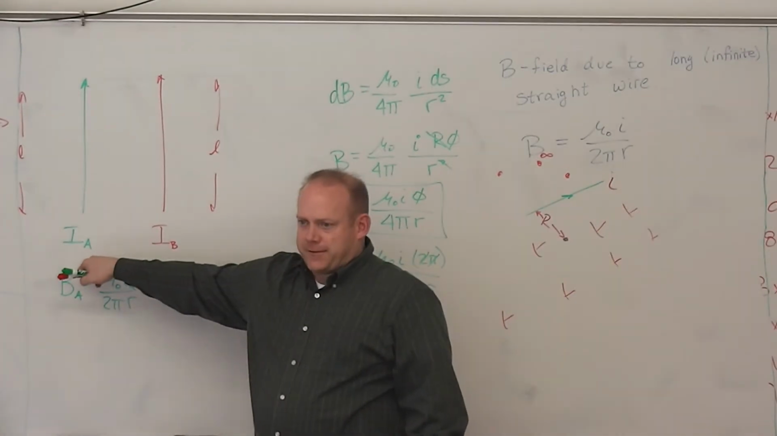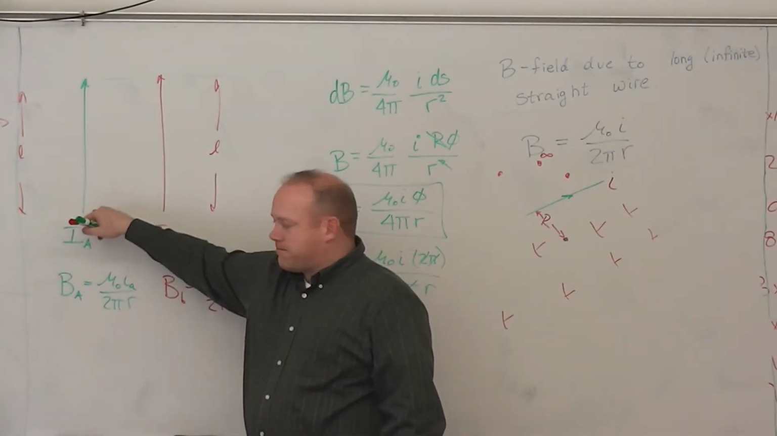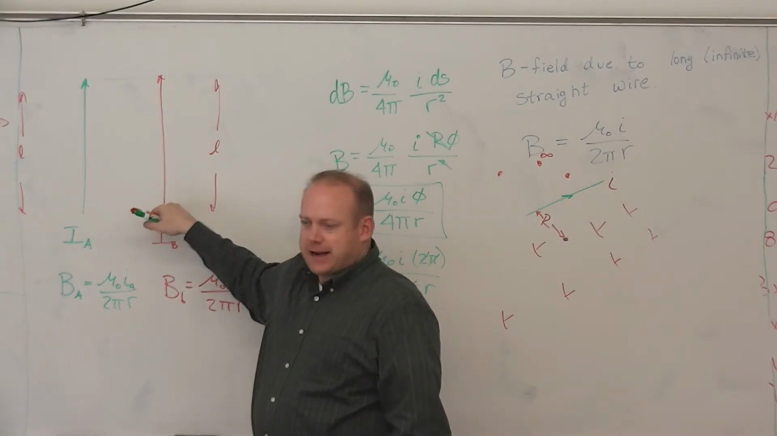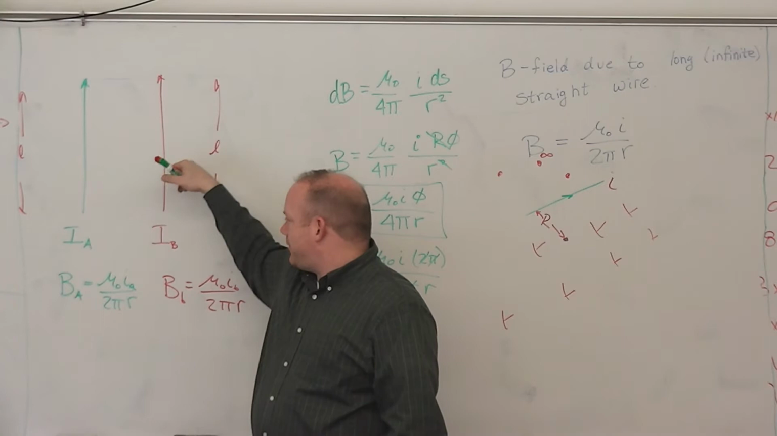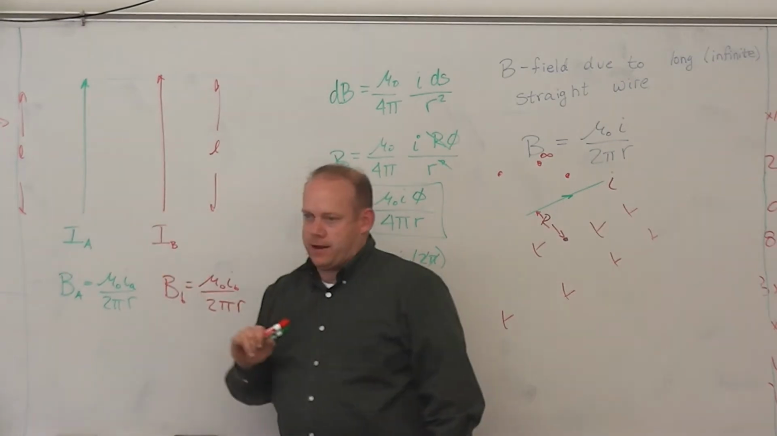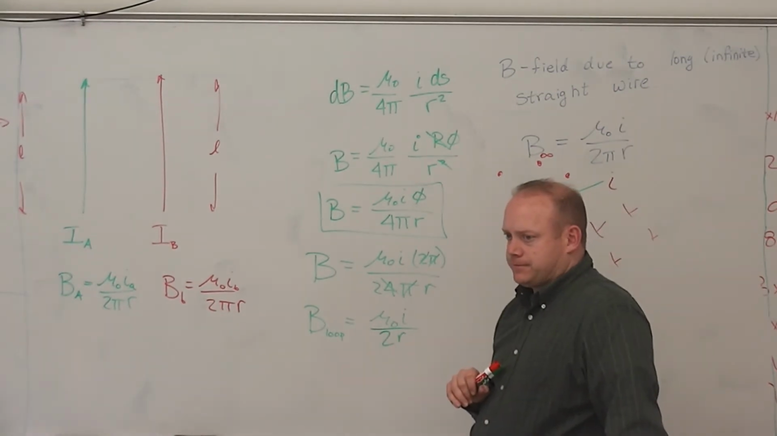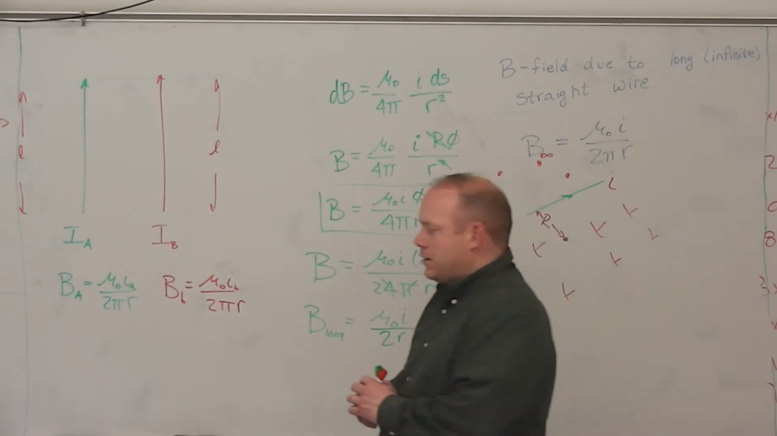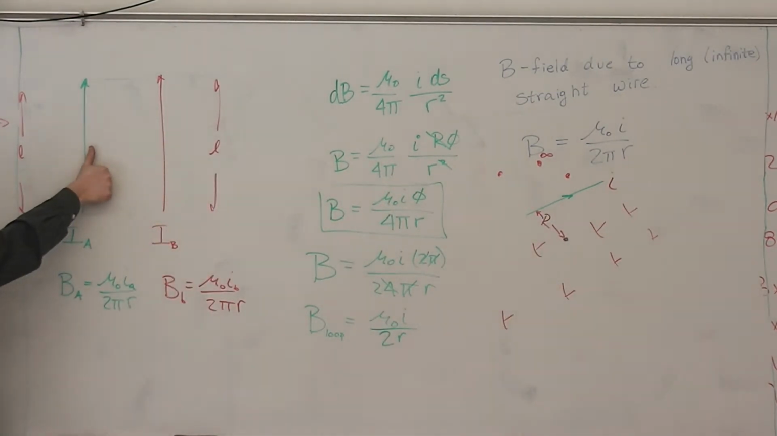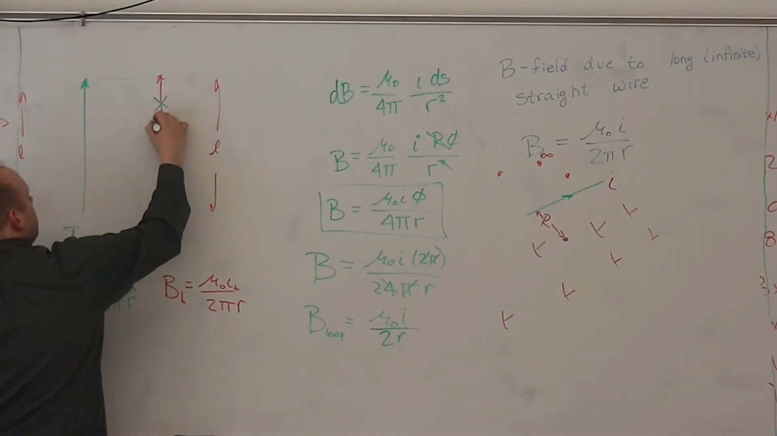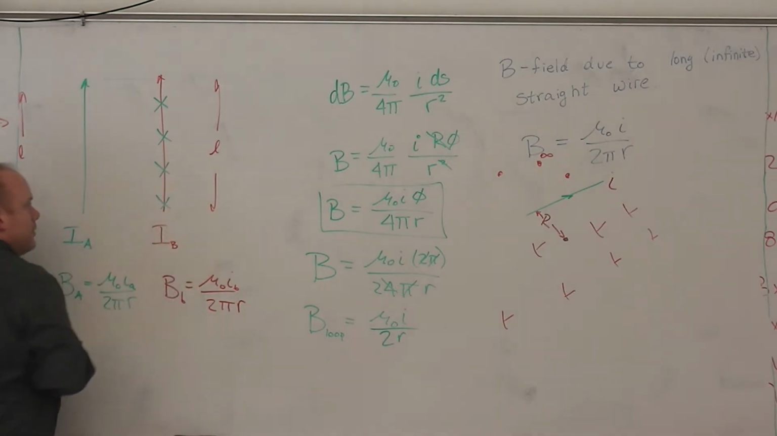A does not feel its own magnetic field. The magnetic field here does not affect A at all. It does affect this one. Take a moment, use the right-hand rule, figure out the direction of the magnetic field at B due to A. Thumb points in the direction of the current, fingers wrap around in the direction of the magnetic field. So it's going into the board over here. So my magnetic field over here are X's.